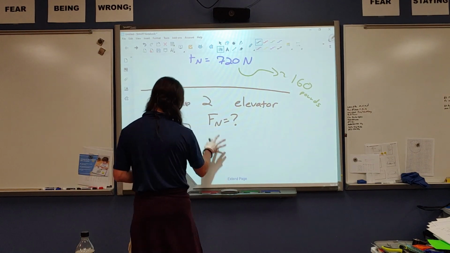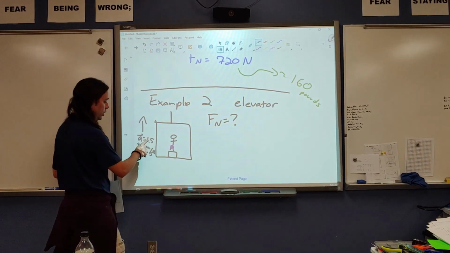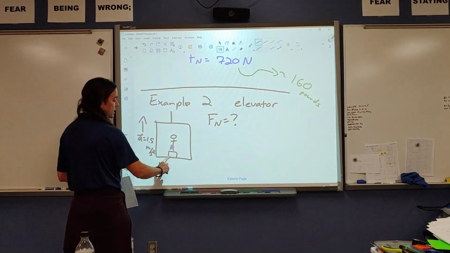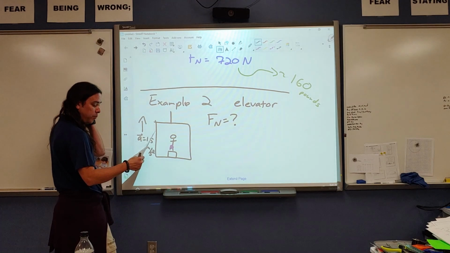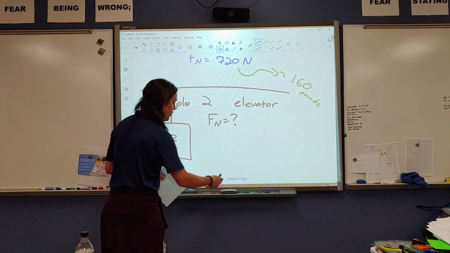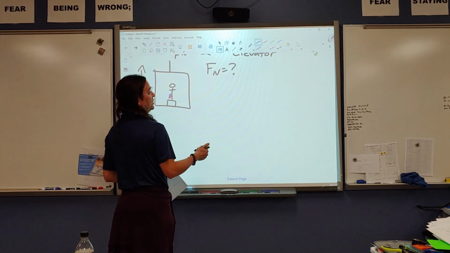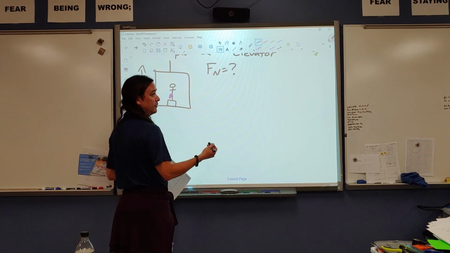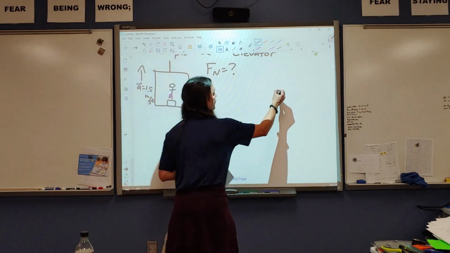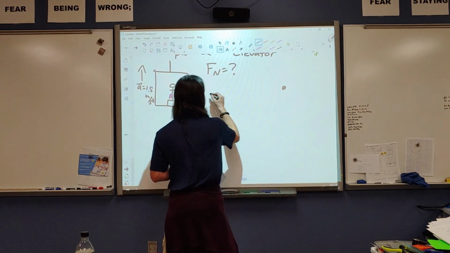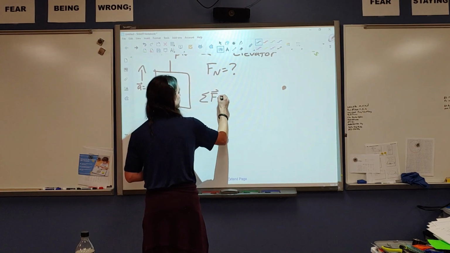Here's what I'm going to do. I've got me in an elevator, and we're going to ask what the scale will read while I am accelerating upward with the elevator. So on this, once again, we are not given the normal force, so we're going to have to solve for it. So I'm going to draw a free body diagram so I can apply Newton's second law.